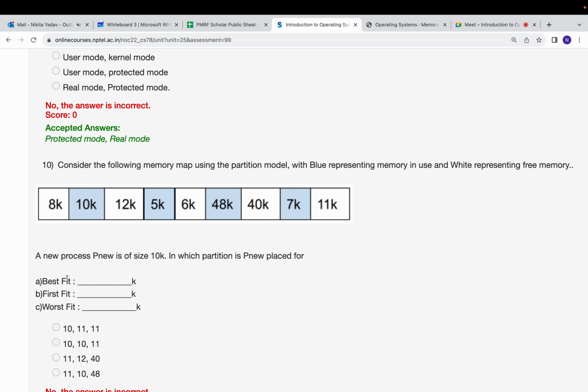For first fit you're going to scan from here. Now 8k is less than 10, so you cannot store it here. 12 is greater than 10, so you can store it here. So for first fit your answer is 12. And for worst fit you will look at all of the free chunks again, find the largest one, and store your new process in the largest chunk. So the largest is 40k, so your answer here is 40, and that is option C: 11, 12, 40. Okay.